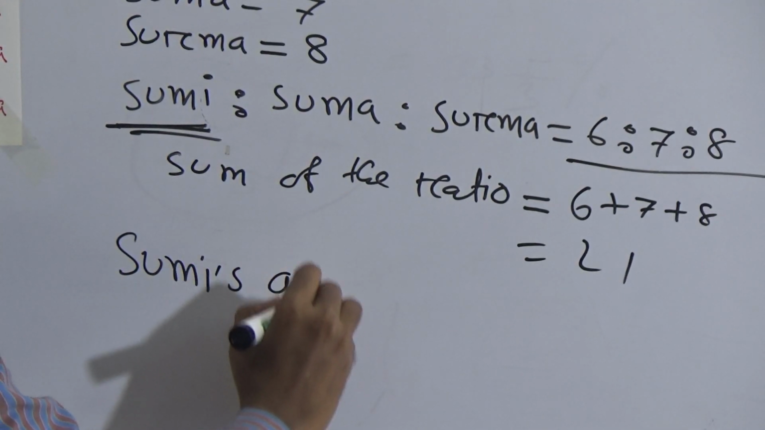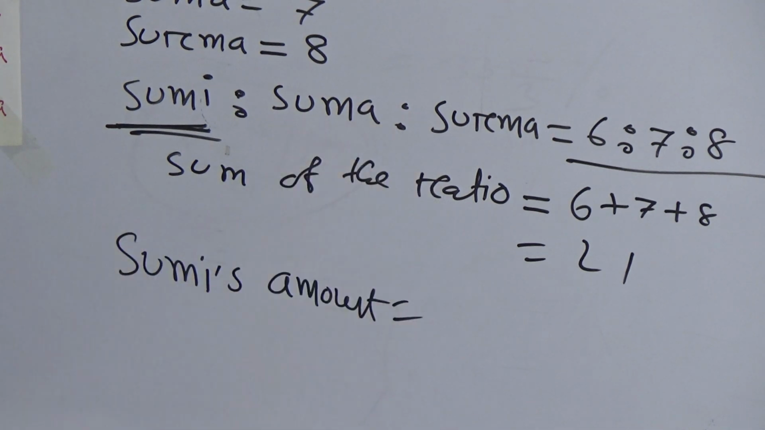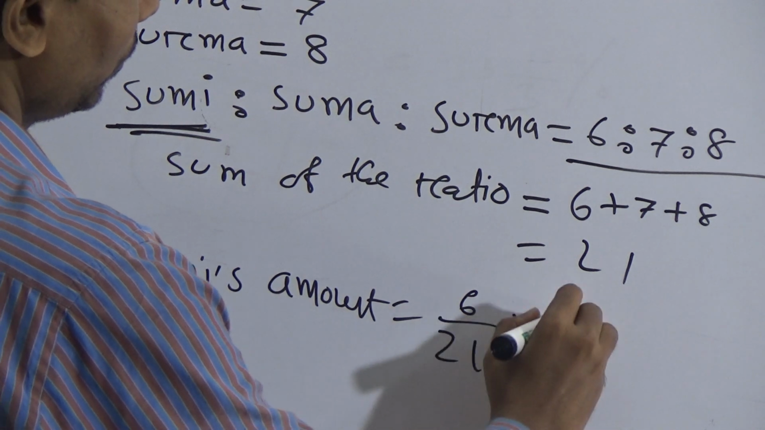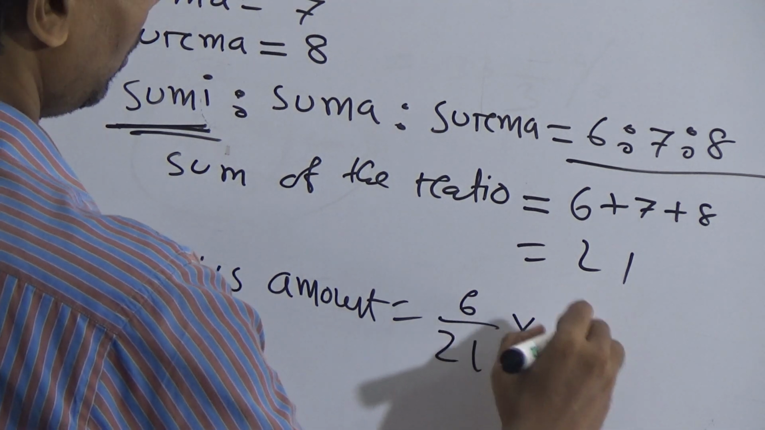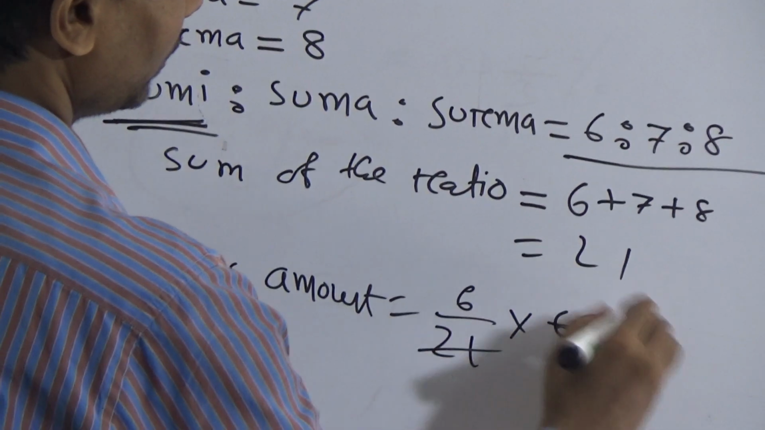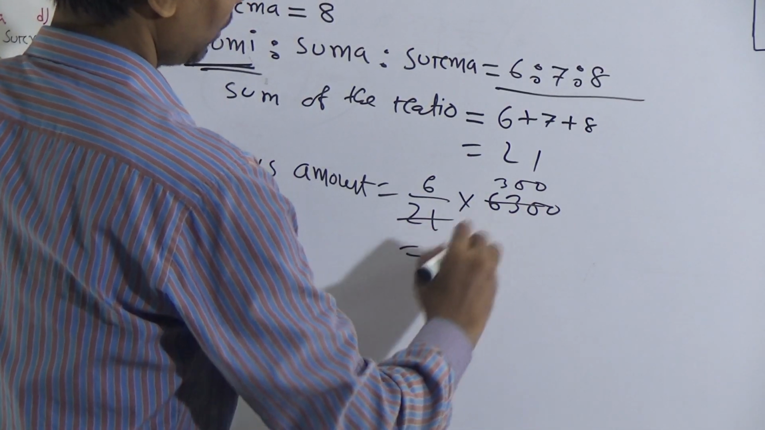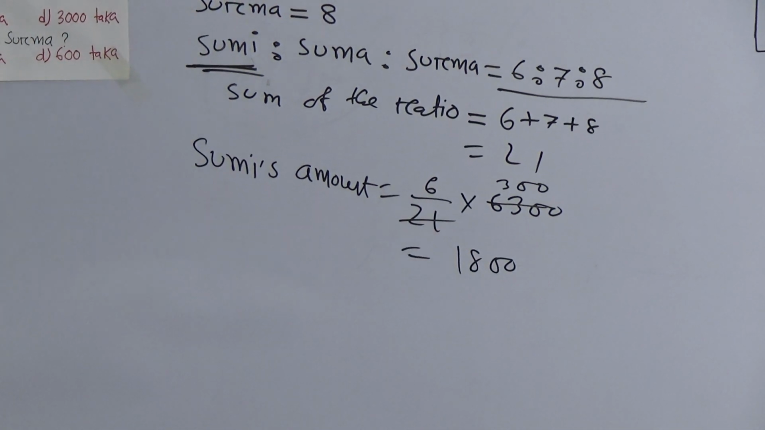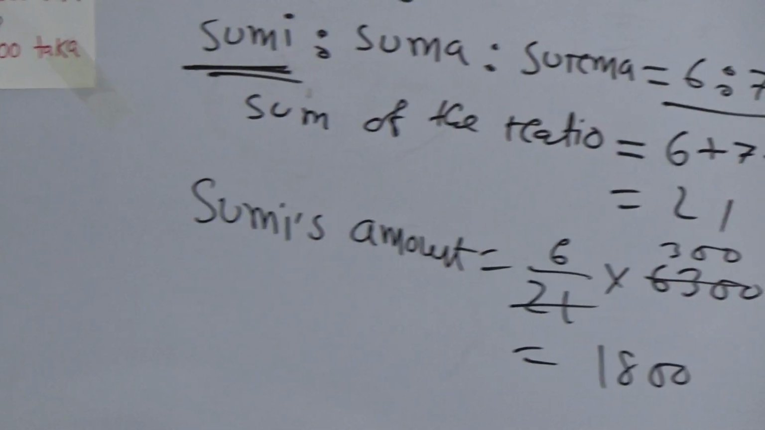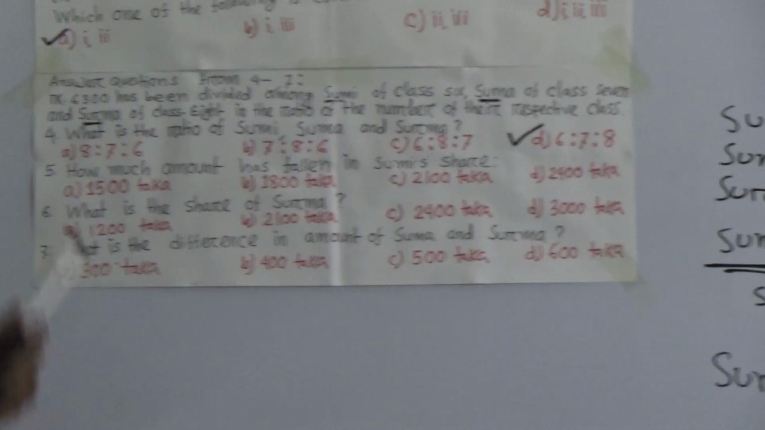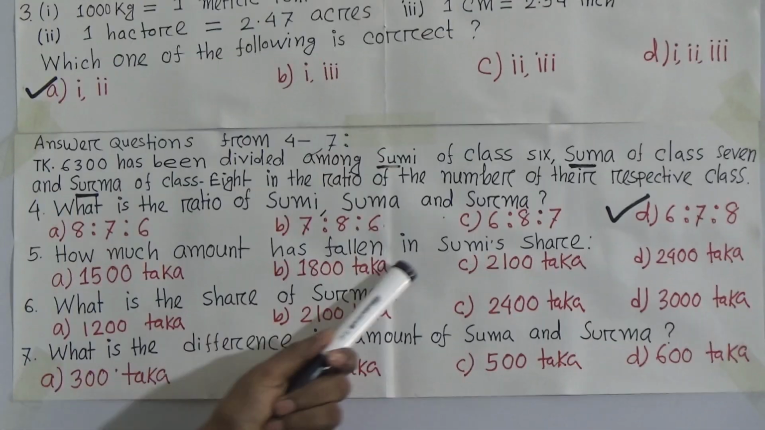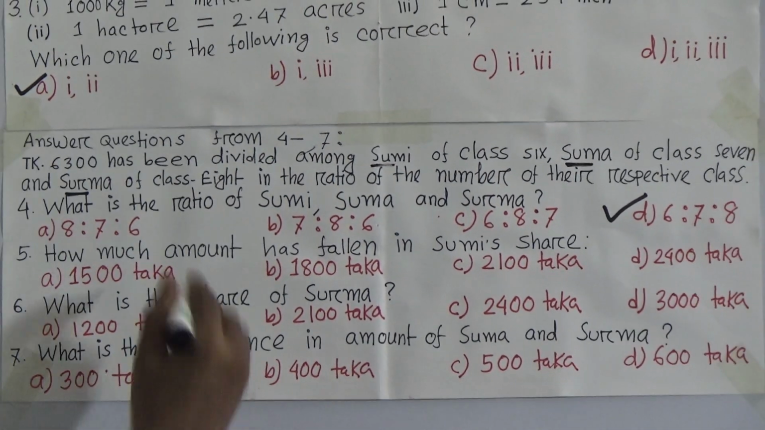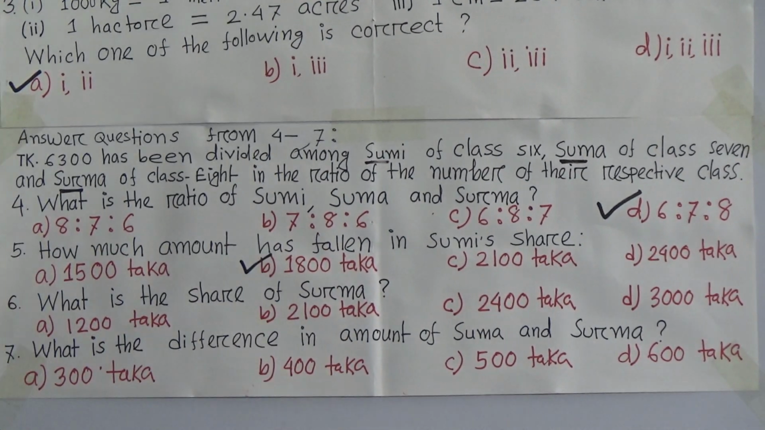Shumi's amount. How much? 6/21 into the total, divide this. That means 1800 taka. Shumi's amount is 1800 taka. So you see how much amount has fallen in Shumi's share. Shumi's share is 1800 taka. So option B is correct.